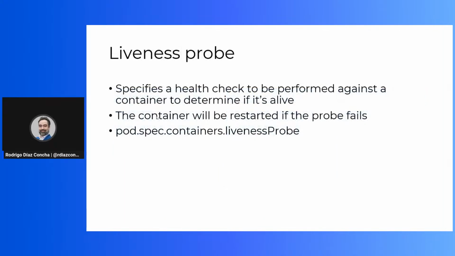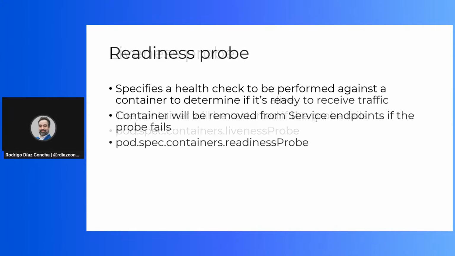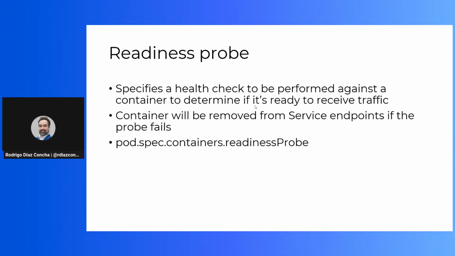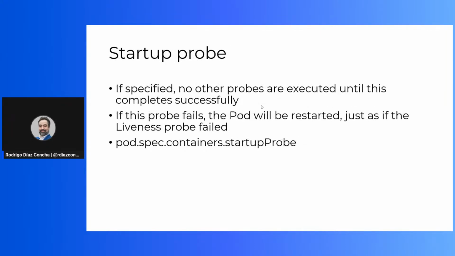Liveness is for specifying or detecting if the pod or the container is ready to receive requests. Readiness is, I'm sorry, liveness is to determine if it's alive. Readiness is to determine if it's ready to receive traffic, and startup is for executing something that you need to run at the startup of your containers.